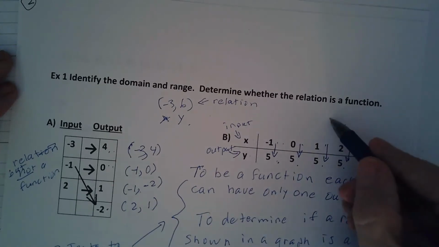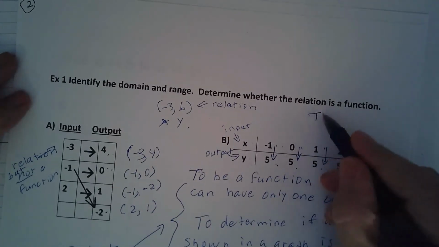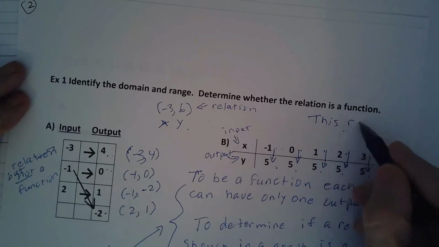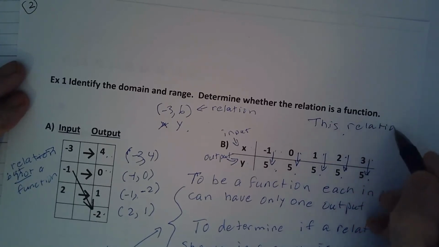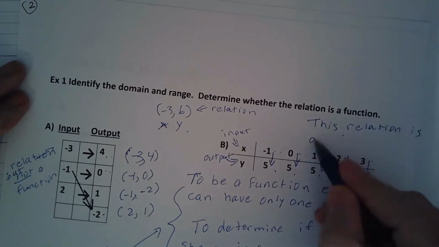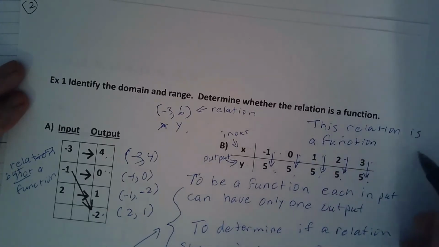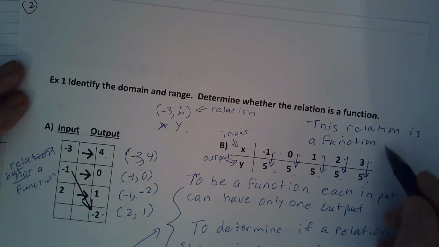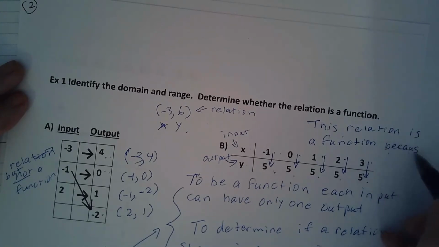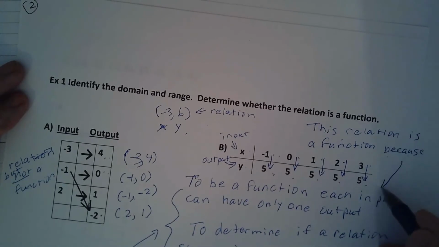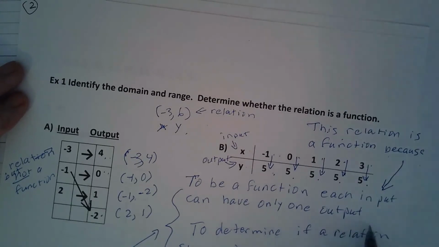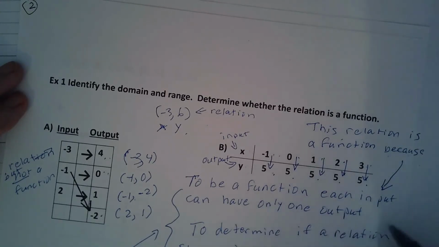This one here is a function. So this relation is a function. Because, and then it's this rationale that you see down here, to be a function, each input can have only one output.